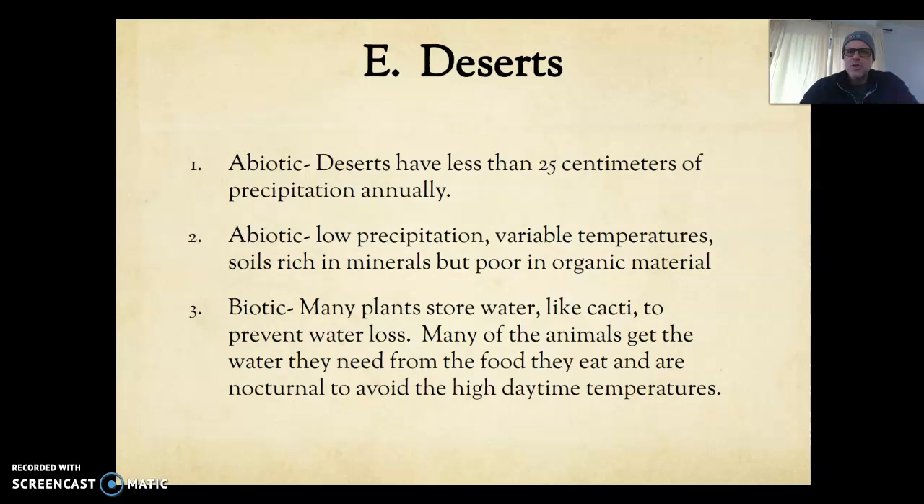Deserts, we're talking about less than 25 centimeters of annual precipitation. You can have a cold desert. It doesn't have to be hot, it just has to have no precipitation. All right, very difficult places for organisms to exist, and so these are going to be organisms that have special adaptations that allow them to function in the desert settings.